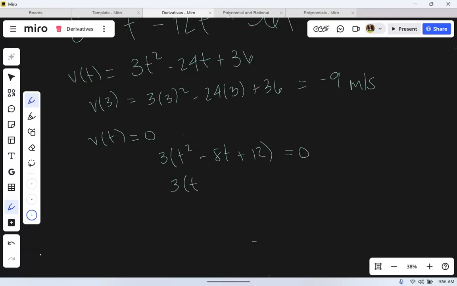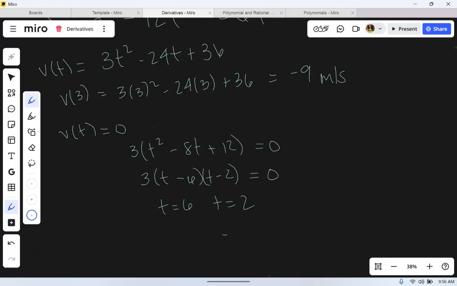So t minus 6, t minus 2. If I were to get a negative value for t here, I would omit that because I'm not a what? Time traveler. That's right. All right, so t equals 6, t equals 2. That means what, Rhett? It's at rest at 6 and 2 seconds. Doesn't tell me where it is. It just tells me that it's stopped. Yes? All right.